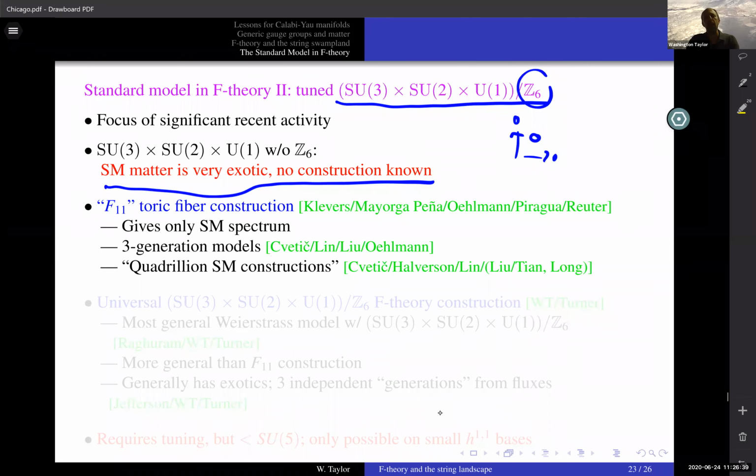So there's been a lot of work recently on getting the standard model in F-theory. A lot of this actually came originally from this nice work of Klevers, Mayorga Peña, Oehlmann, Piragua, and Reuter, where they basically classified all the possible toric fibers for an elliptic fibration in F-theory. And they noticed that one of them automatically gives you an SU3 cross SU2 cross U1 structure.